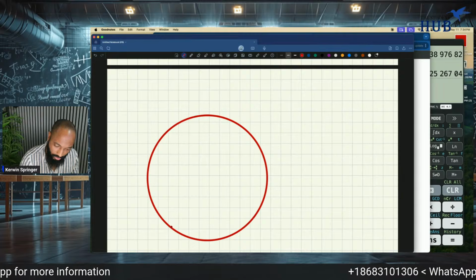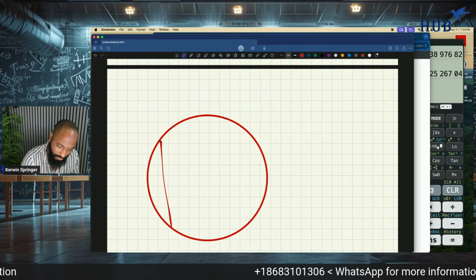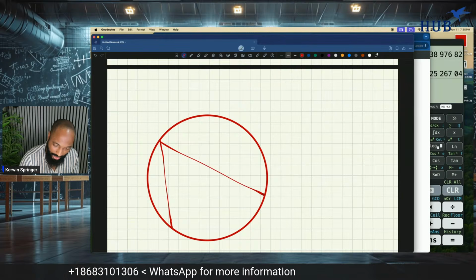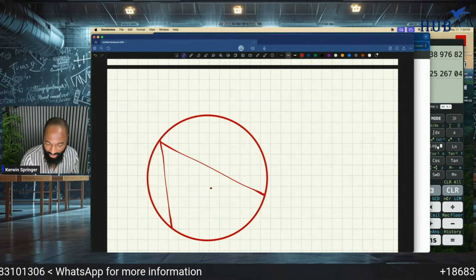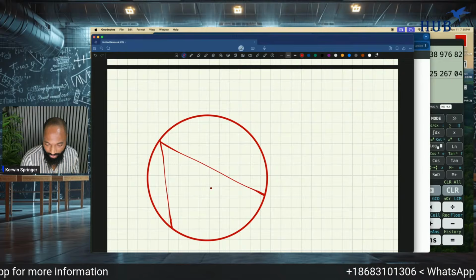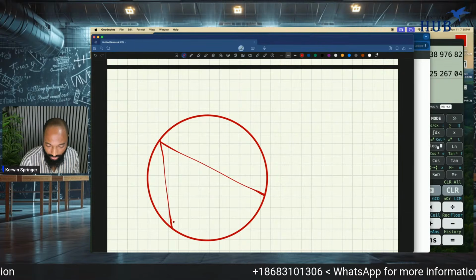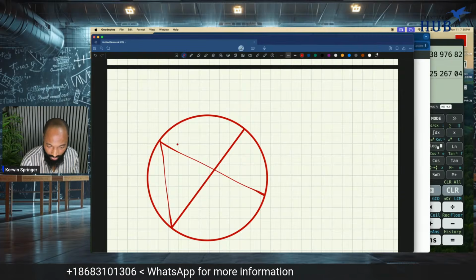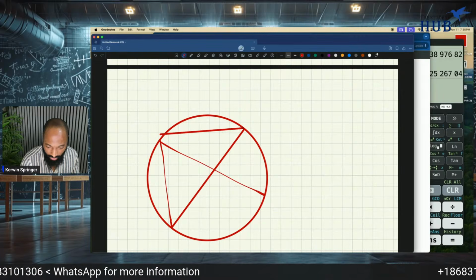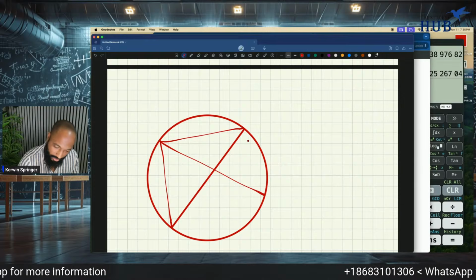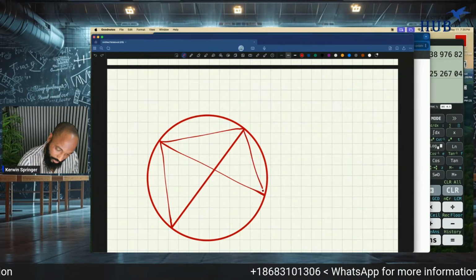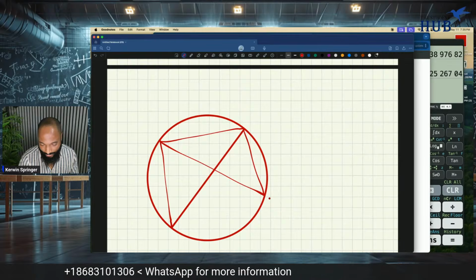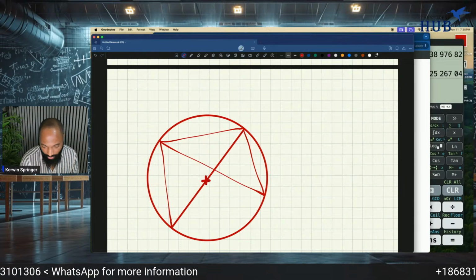So, let's say I have this line, this line. These are straight lines. This line goes here through the center. This line goes there. This line goes here. And what can I see? This is the center point here though.